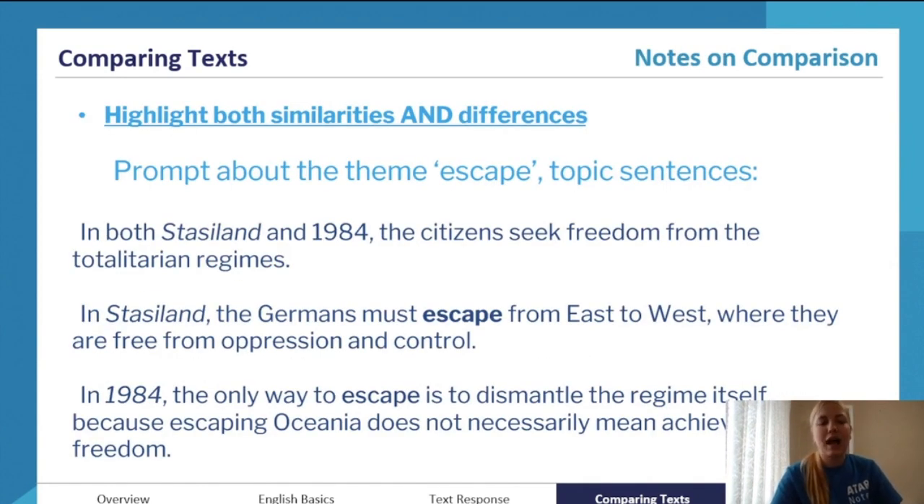So having a look at highlighting both similarities and differences. For instance, if we have a prompt about the theme of escape, some topic sentences that we could have in both Stasiland and 1984: in both of our texts, citizens seek freedom from totalitarian regimes. In Stasiland, the Germans must escape from east to west, where they are free from oppression and control. And here is a difference. In 1984, the only way to escape is to dismantle or break down the regime itself, because physically escaping Oceania does not necessarily mean achieving freedom, because it cannot be internal freedom.